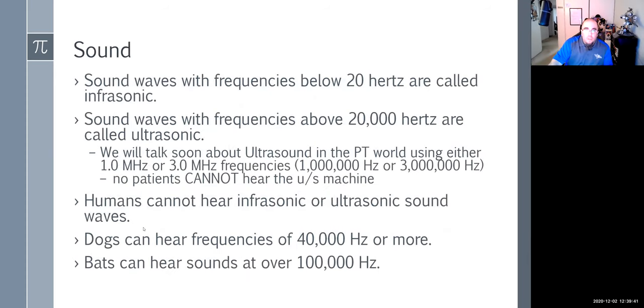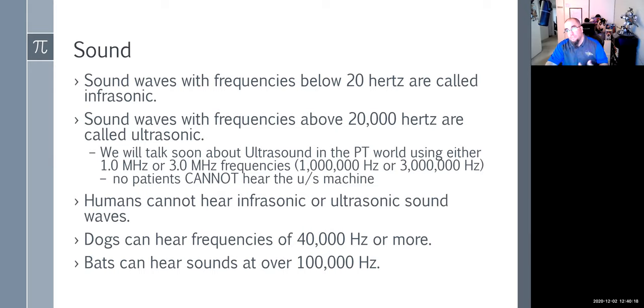Sound waves below 20 hertz are called infrasonic, below sound. Sound waves above 20,000 hertz are called ultrasonic. We'll soon talk about ultrasound in the PT world using either 1 megahertz or 3 megahertz frequencies. So that means those ultrasounds that we're going to use in the clinic are operating at about 1 million hertz or 3 million hertz, right? And contrary to what Debbie at the clinic says, she cannot hear the ultrasound head operating. That is just way beyond human hearing, right? We cannot hear infrasonic or ultrasonic waves, right?